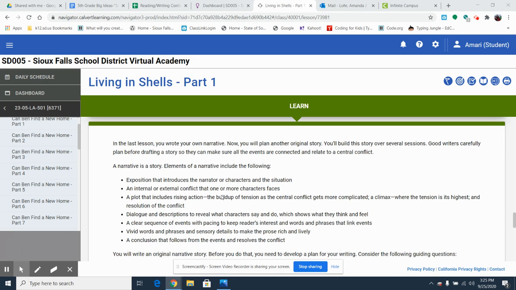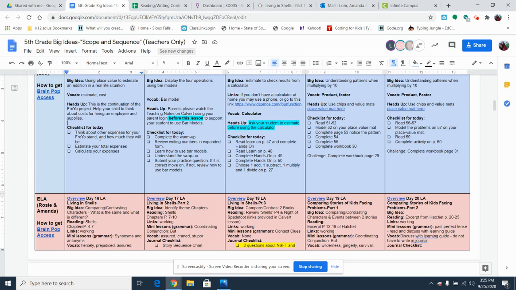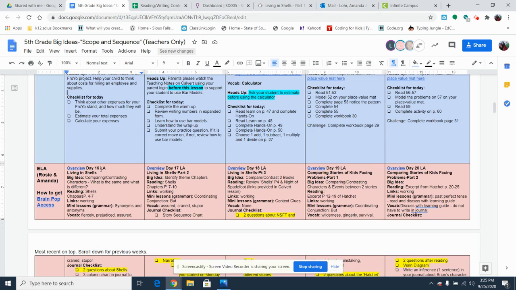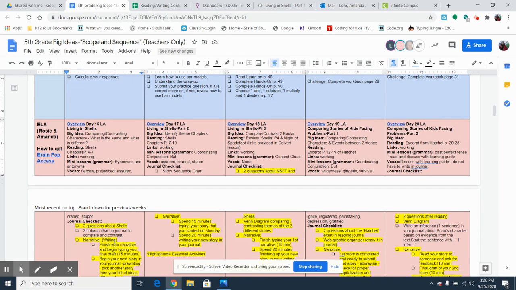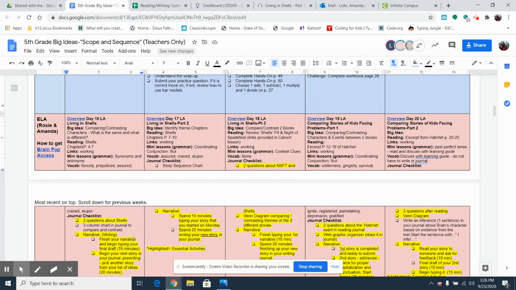The next section is your writing section. You should be working on your narrative. And I have it on here that for Monday, you are going to be finishing your first story, and you're supposed to start typing your final draft and then beginning your second story by picking another one from your list of ideas that we talked about, or that you may have talked about, or that you read about. You should have a list of other stories to pick from.